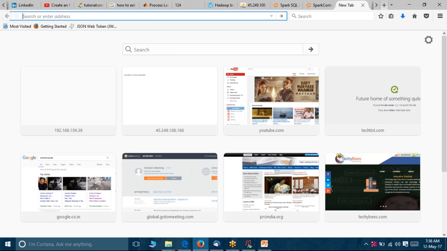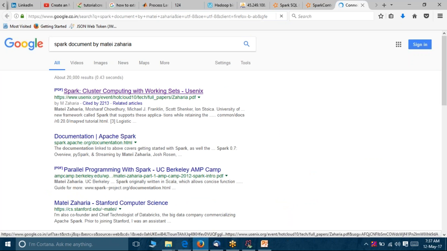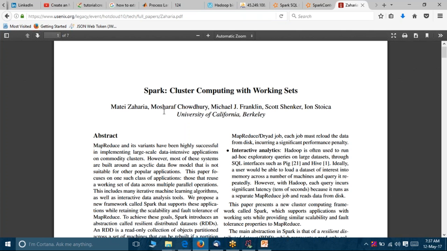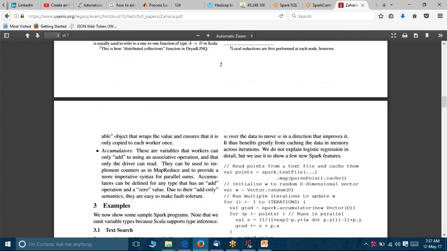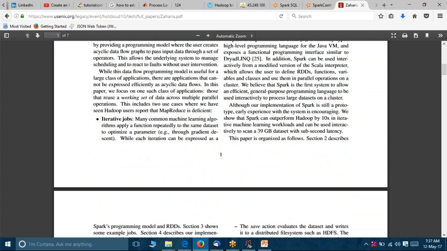Spark document by, I'll show you that one. You see this? This is the actual document that was published by the team here. This is actually a part of their research work. This team proposed cluster computing with working sets. This is actually a thesis, a paper that has been published by them. Every diagram, everything that you see as part of it, the concept of RDD, all has been extracted from this document. This is the original document that was published by this team as part of their research work.